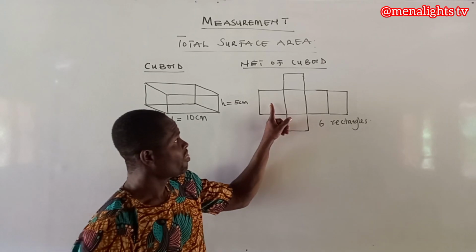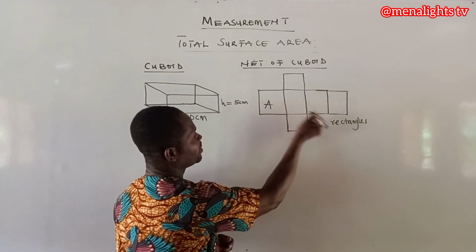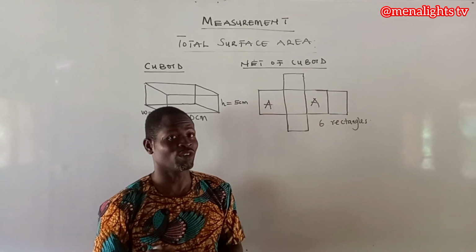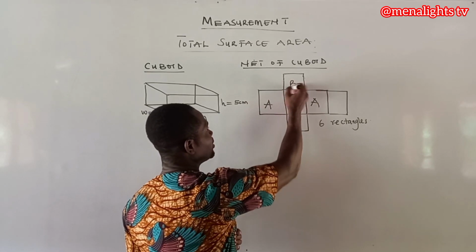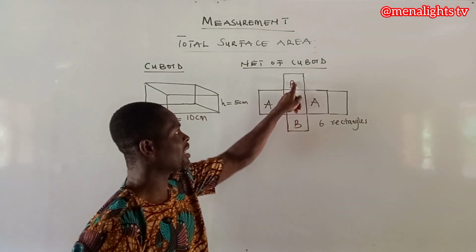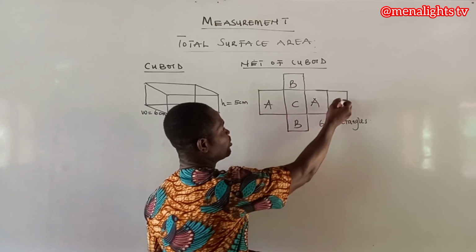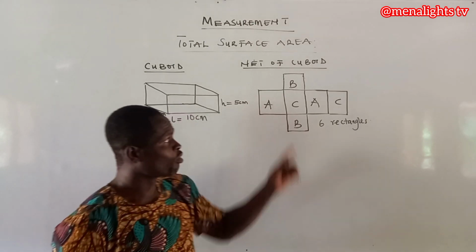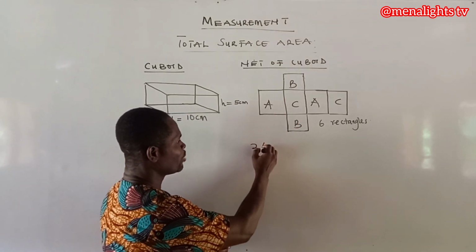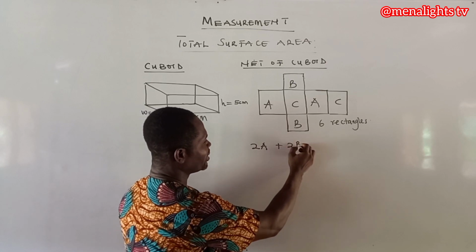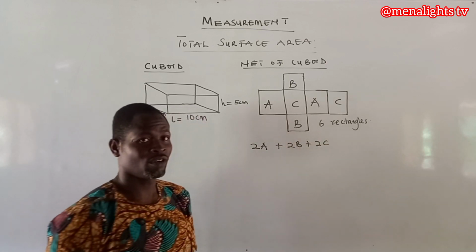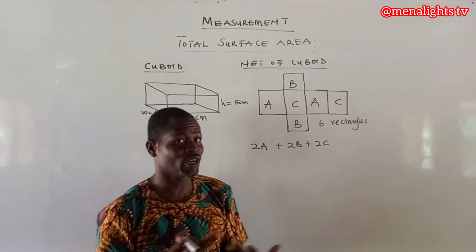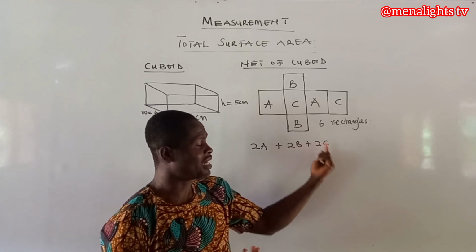So when you look at this, if this is A, this is also A. That means these two sides are the same, so their areas are going to be the same. So this B, this also B. That means these two sides are also the same. And this C, this also C. That means these two sides are also the same, so their areas are going to be the same. So when you look at this, you realize that we have 2A plus 2B plus 2C.